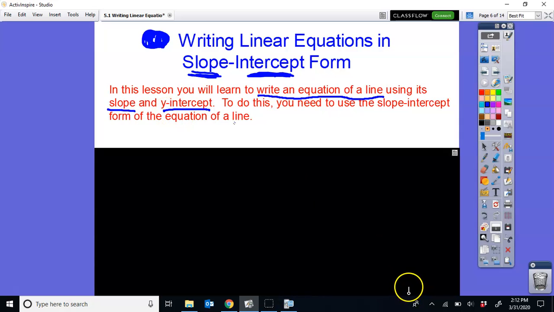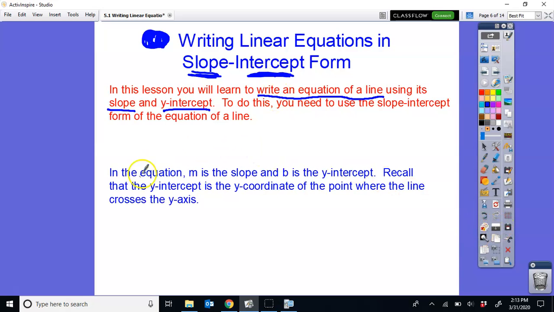So what we need to do is have the slope-intercept form of the equation and plug in the slope, plug in the intercept that we are given in the problem. So you may want to write this little part down right here. In the equation, the m is the slope and the b is the y-intercept. Remember that the y-intercept is the y-coordinate of the point where the line crosses the y-axis.